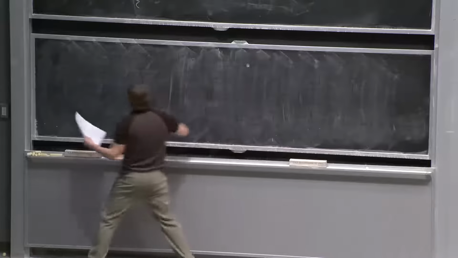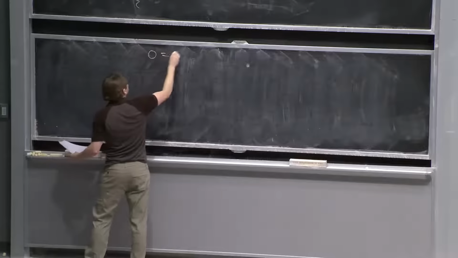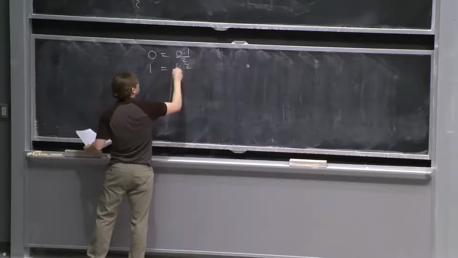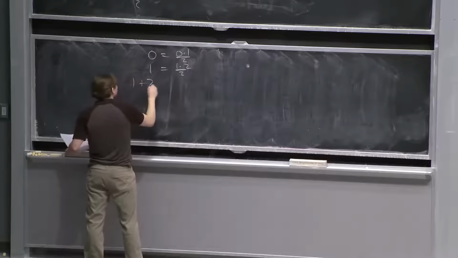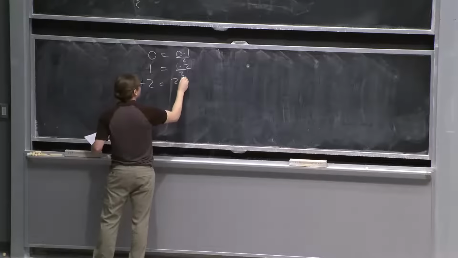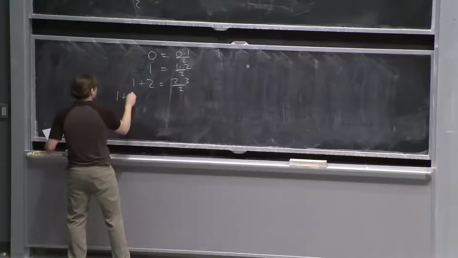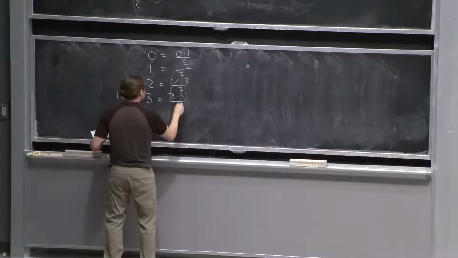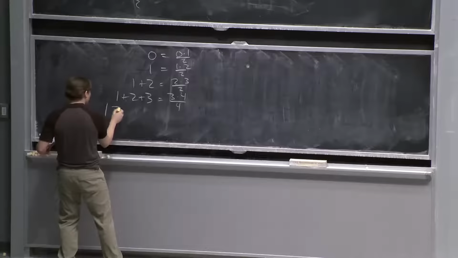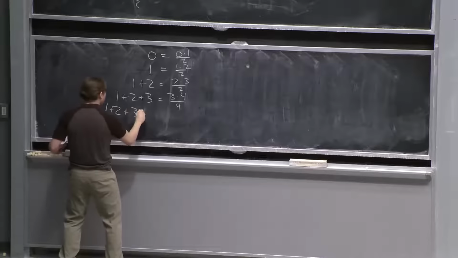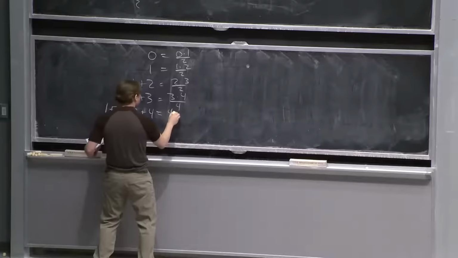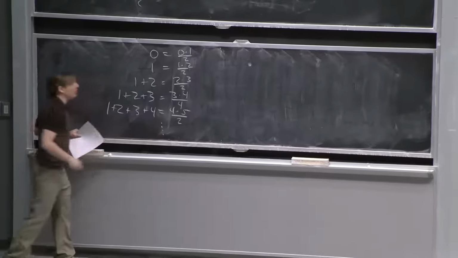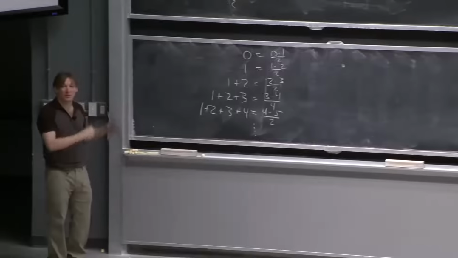So we are trying to show that 0 equals 0 times 1 divided by 2. 1 equals 1 times 2 divided by 2. 1 plus 2 is 2 times 3 divided by 2. 1 plus 2 plus 3 is 3 times 4 divided by 2. I'll stop in a minute, I promise. 1 plus 2 plus 3 plus 4 equals 4 times 5 divided by 2. Let's stop there for now. But we're supposed to prove all of these statements. That's what the theorem is asking from us.